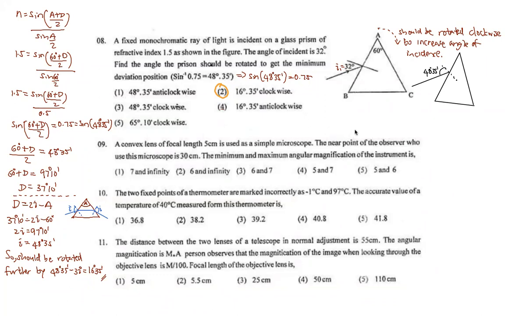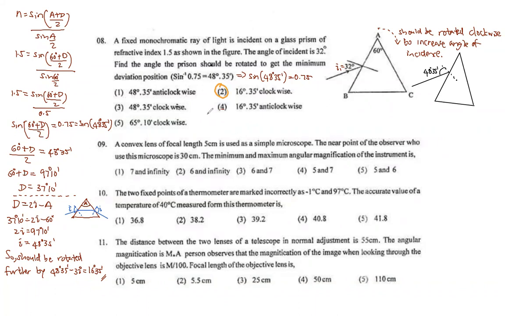Ninth one. That's a good question, right? How many of you got this answer? Hasna has got it, no? Good. A convex lens of focal length 5 cm is used as a simple microscope. The near point of the observer who uses this microscope is 30 centimeters. The minimum and maximum angular magnification of the instrument is asked. It's a good one.